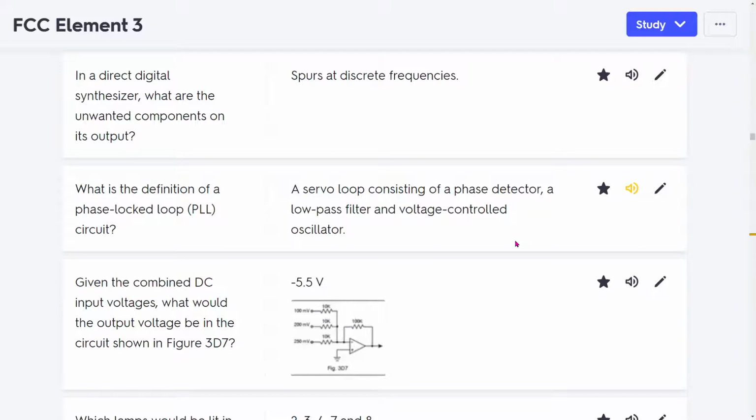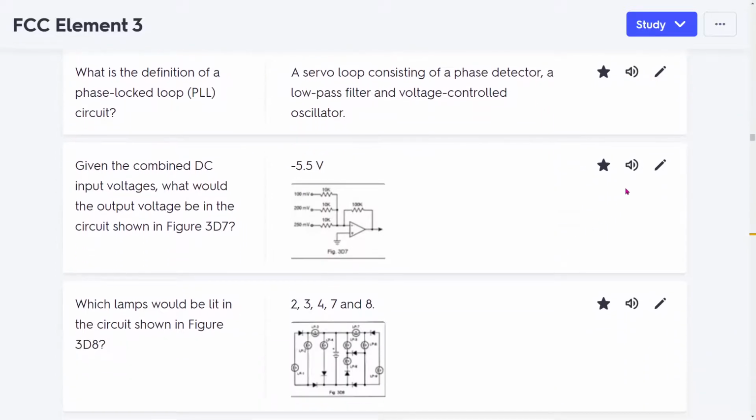What is the definition of a phase-locked loop circuit? A servo loop consisting of a phase detector, a low-pass filter and voltage-controlled oscillator.